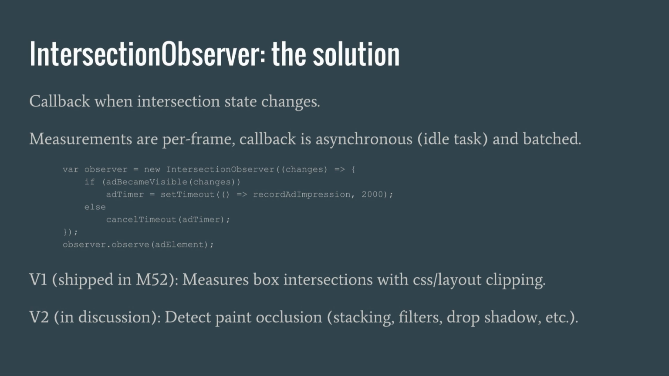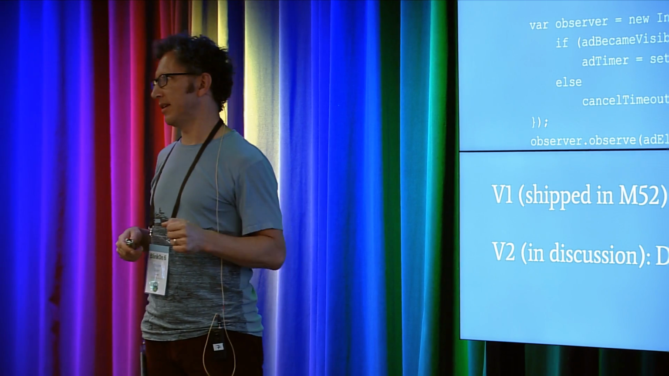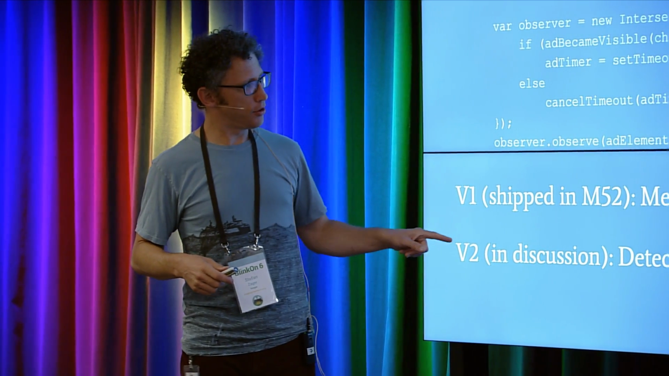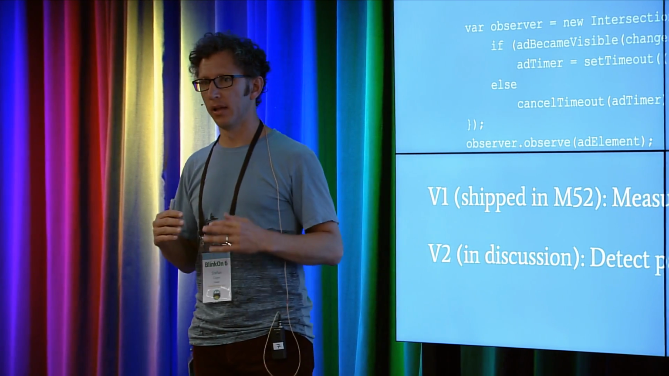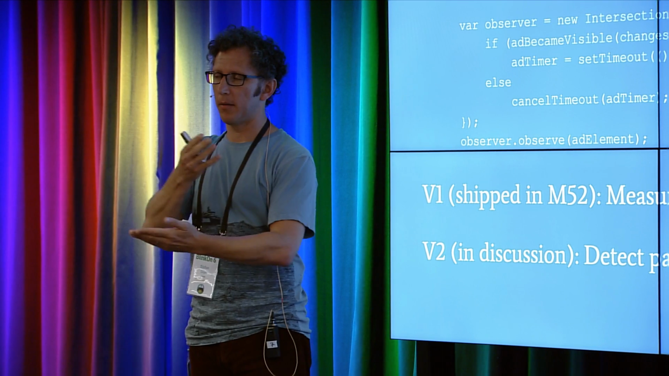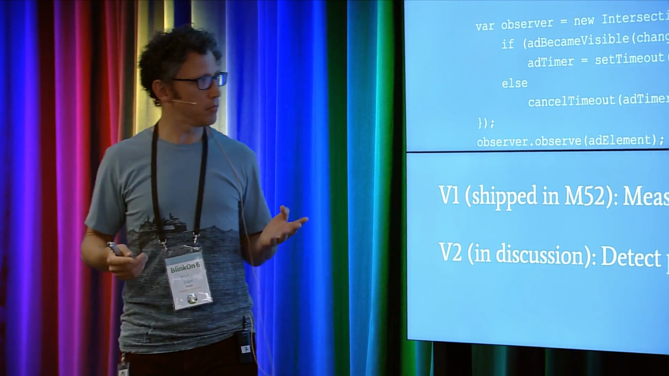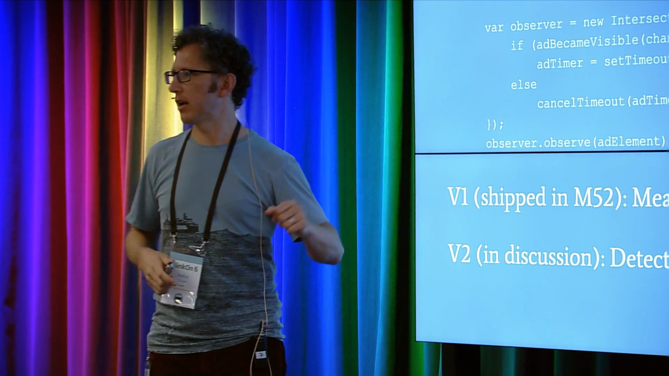We have an idea for a V2. The idea for V2 really came out of discussions with third-party developers, where they told us other things that they would like to do to help them. In version 2, we would like to try and detect paint occlusion. So that would be detecting not just the position of boxes, but what's painted on top of an element or underneath, whether there are filters applied, whether there's an overlay, whether it has drop shadow or transform.